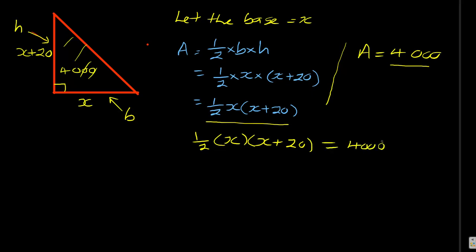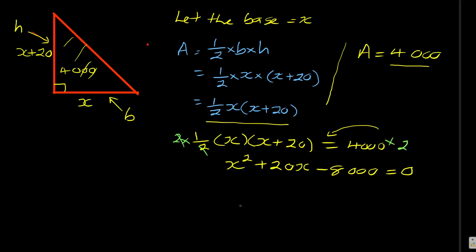Then you have to solve for x, in which case I can multiply both sides by 2, and what you do on the left you do on the right, just to remove that fraction. So what I have now, if I open this bracket, is x squared plus 20x, and I transpose that, minus 8,000 is equal to 0. Now I must solve for x.